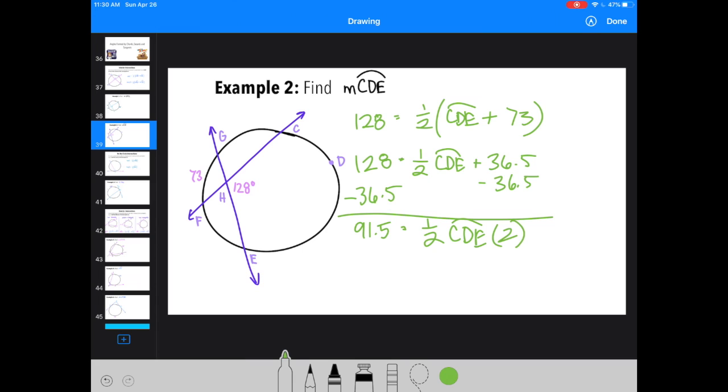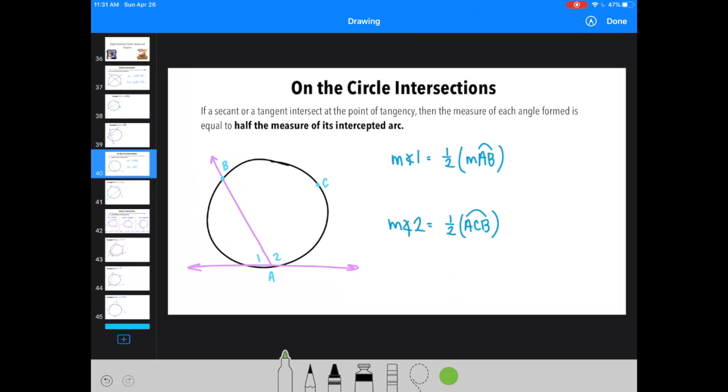To get my arc measure by itself, I'm going to multiply by 2 to cancel out that fraction. 91.5 times 2 gives me my arc measure for CDE, which is 183. All right, and that's just one type of intersection.